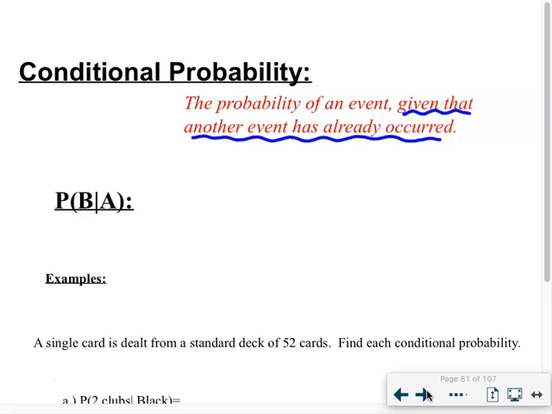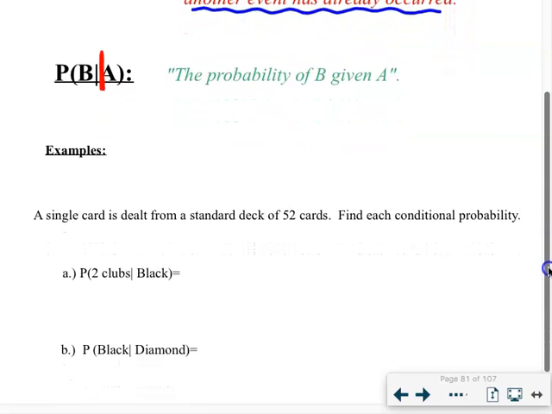Remember that this symbol right here, this vertical bar, looks like our given sign. So it's the probability of B given A. That bar means given. So we know that the probability of B is changed based off the fact that we know for 100% certain that A has already happened.